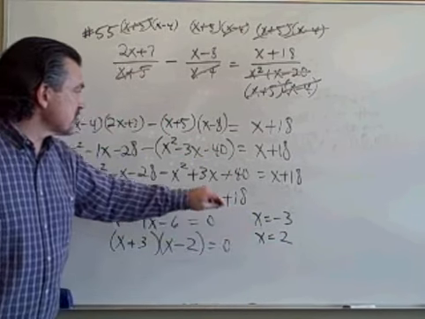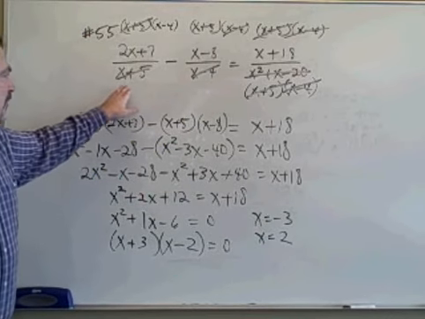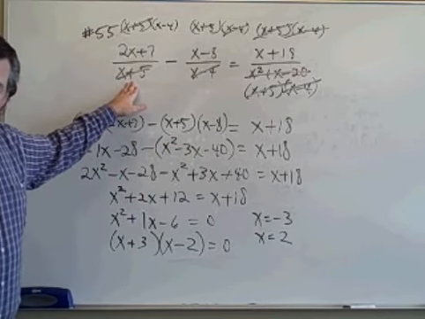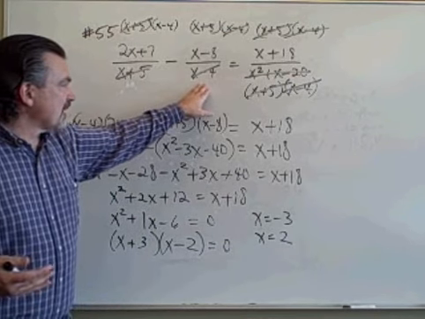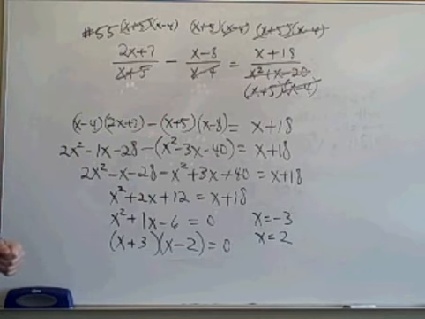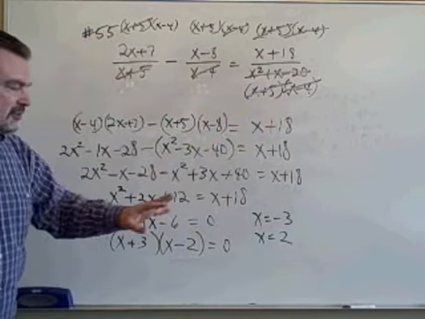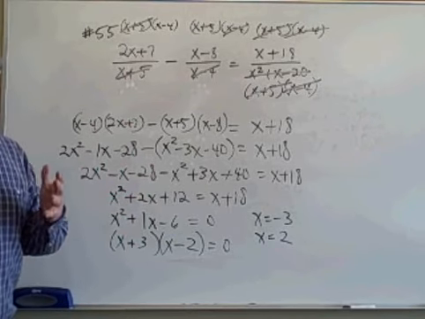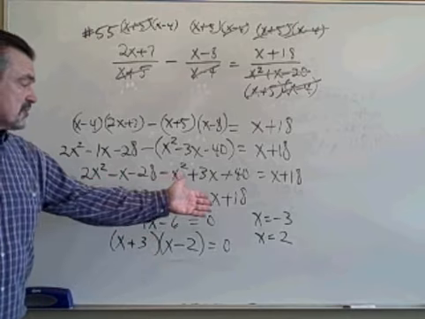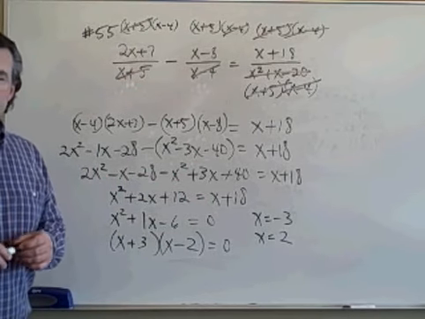Now, we have to check those solutions to see if they happen to be restrictions of x. Well, the restriction from this denominator would be x can't be negative 5. And the restriction from this denominator would be x can't be 4. And those would be the same restrictions here. So our solutions are not the restrictions, so we will accept them. The only way we would know for sure if they were right, of course, is we'd have to plug them in one at a time into the original equation and see if they gave us the correct answer.